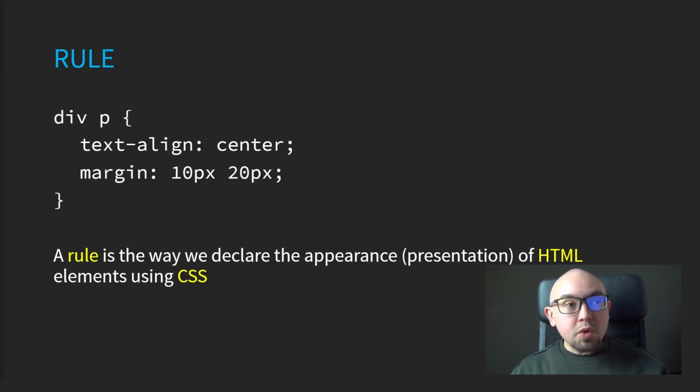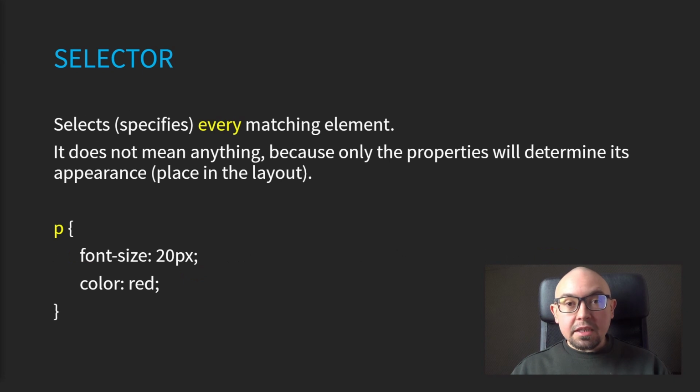And the CSS rule is the way to declare the appearance of an HTML element using CSS. A rule in CSS is like a sentence in any spoken language, a basic communication cell made up of smaller pieces. The first element of the rule is a selector. In our case, it's the simplest selector that exists.